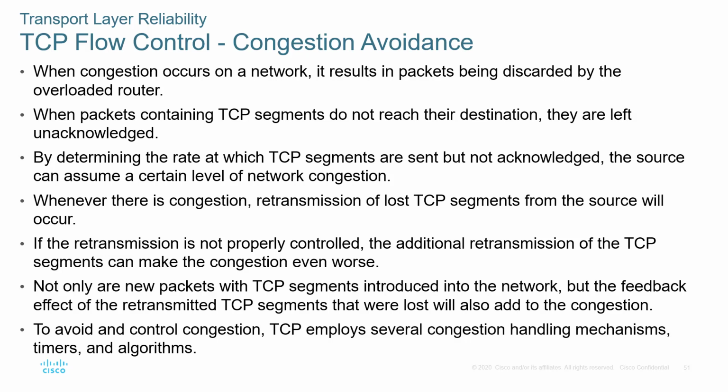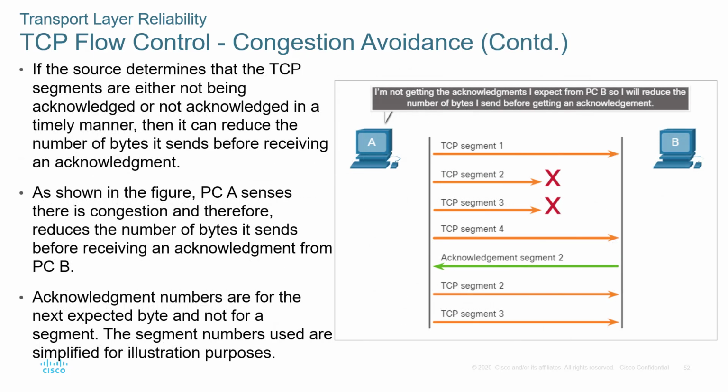So whenever there is congestion, retransmission, or loss of TCP segments, it can trigger this negotiation of what should occur from the source's perspective. If the retransmission is not properly controlled, however, it can really kick in and make things worse. Here is an example of us being able to transmit 4 data segments, and then we get an acknowledgement for 2, then we retransmit 2 and 3, and so forth.